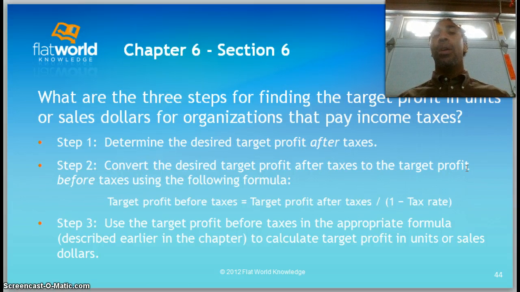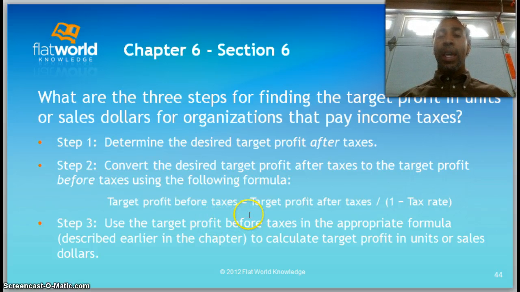Well, all the steps are the same as before. You're just going to add an extra component relative to the taxes. So step 1, determine the desired target profit after taxes. Step 2, convert the desired profit after taxes to the target profit before taxes using the following formula. Target profit before taxes, right? So you just change it from target profit to target profit before taxes equals target profit after taxes, right?